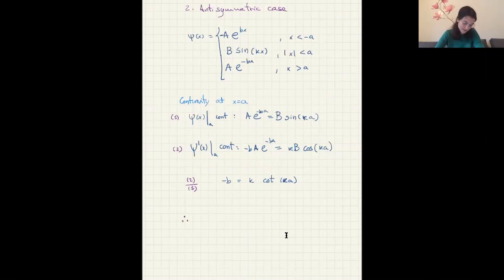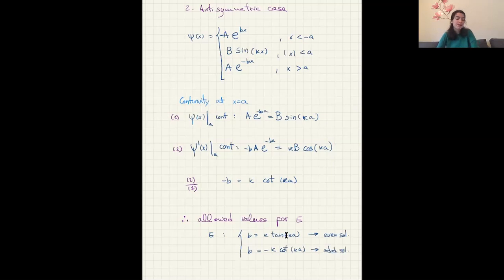Okay, so the conclusion from both sides is that allowed values for the energy correspond to energy such that B equals K tangent of Ka, and then we know that we'll have an even solution, meaning, and here we have an odd solution.